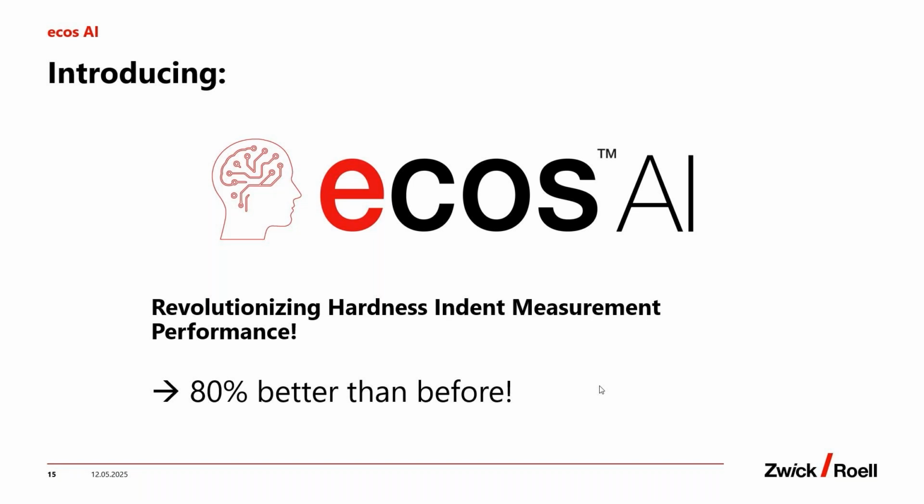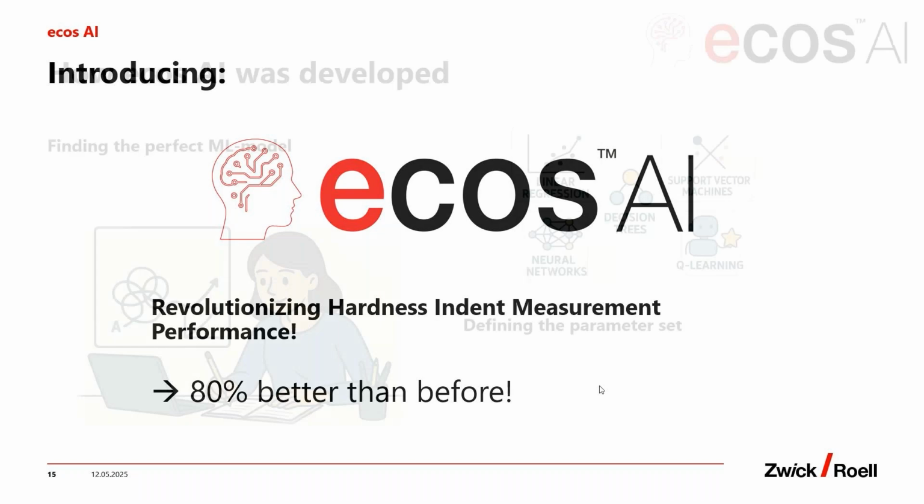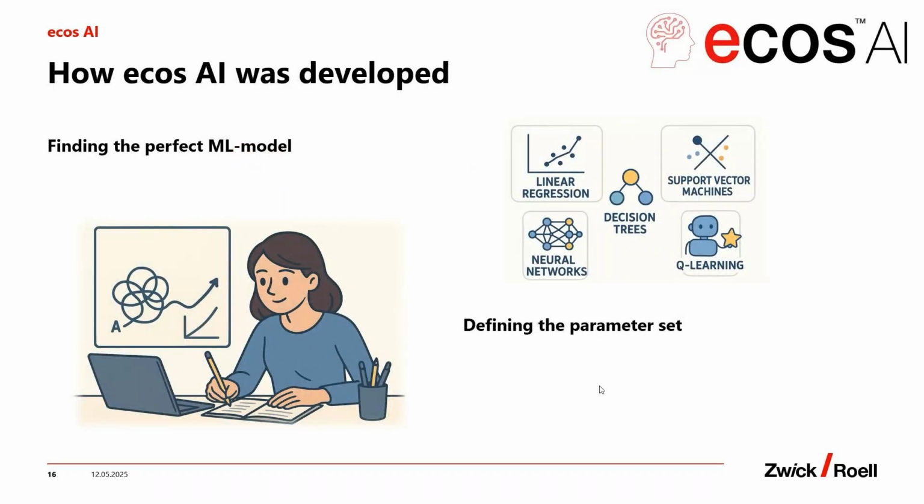But how to get there? So now we have it and it works and it's impressive. But I just want to tell you a little bit of the technology behind it and the tasks and the challenges we have had before. The good thing is we can develop this system in-house in the team of ZwickRoell. So we have specialists for artificial intelligence helping us to adapt this to hardness testing. So the knowledge of all I'm telling you now is in our house.